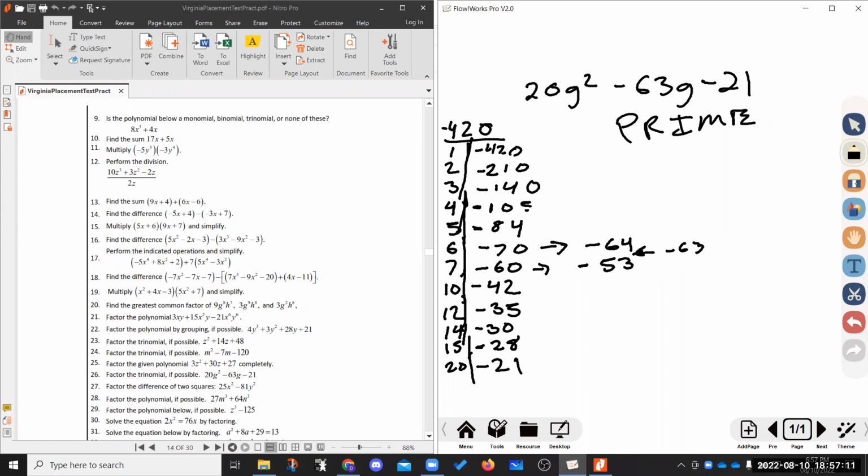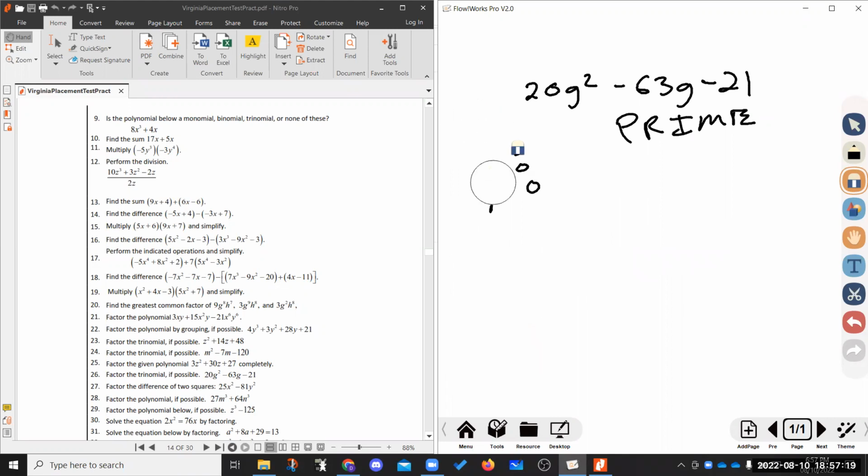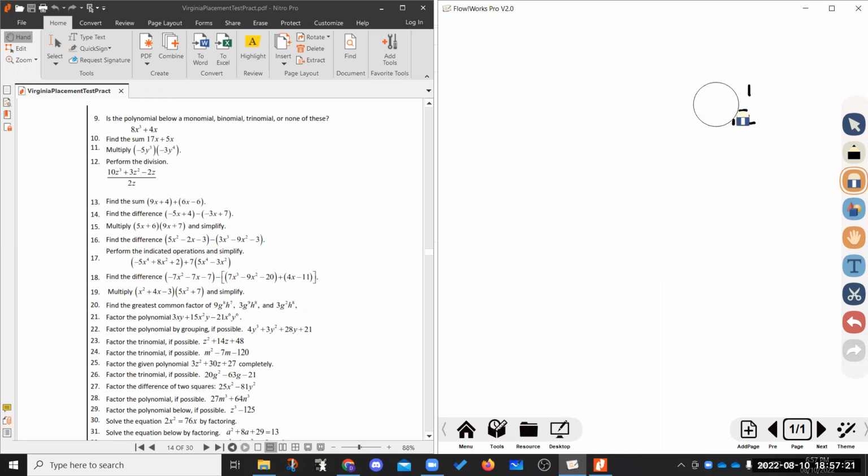It's just not going to work. And there was no greatest common factor here to start off with, so it's prime. That took a lot of work to prove that to you, but we can't just try some and then stop when we get frustrated. We have to show the teacher that we have examined everything. So we have looked at all possibilities.